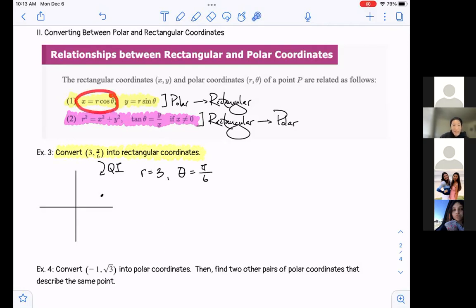Once I have that, if I want to find x, I'm going to say x equals r cosine theta. X equals r cosine theta. I'm going to plug in what I know. So 3 cosine pi over 6. How do we finish the problem?